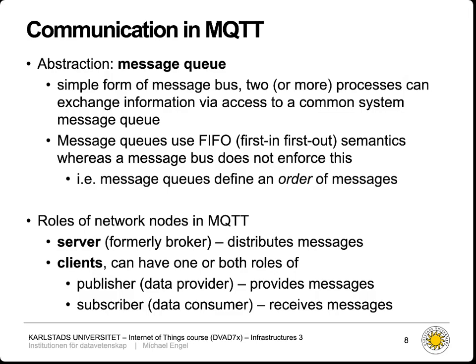And then we can have clients, and these clients can have one or two roles. As we said, we have a publish-subscribe system. Accordingly, these roles can be a publisher, a data provider, which sends messages belonging to certain topics. And on the other hand, we can have subscribers or data consumers, which receive messages and indicate which source of messages they want to receive.